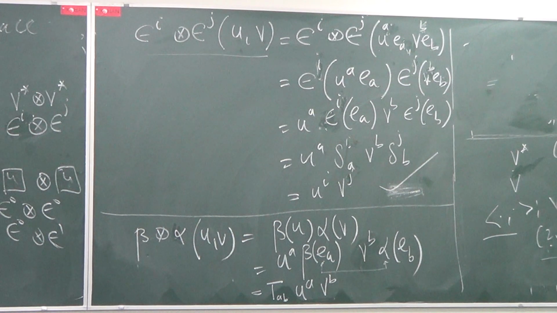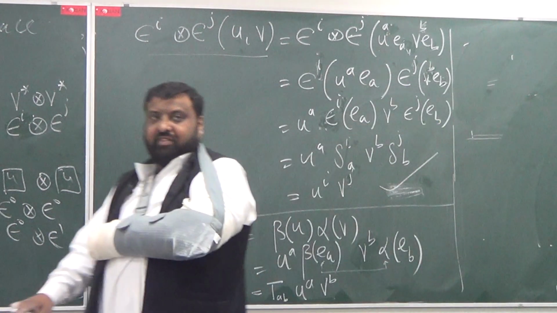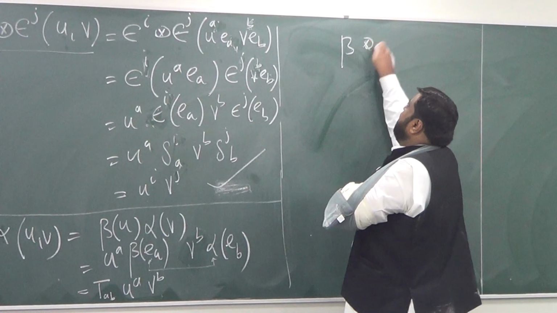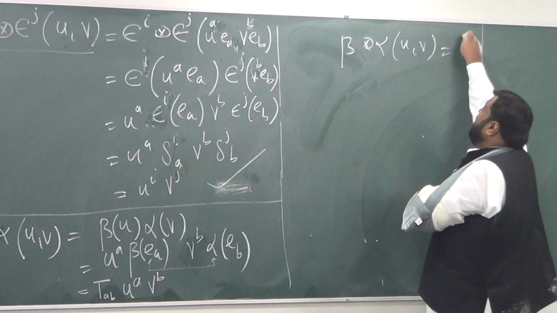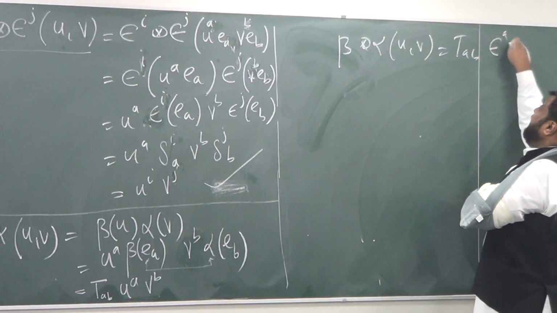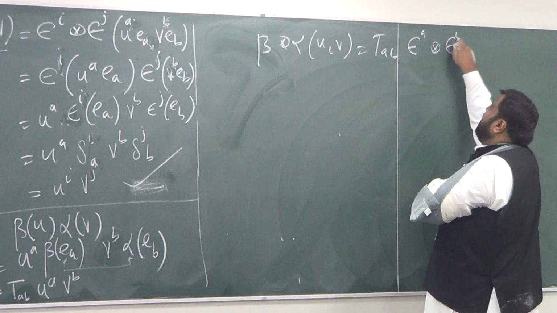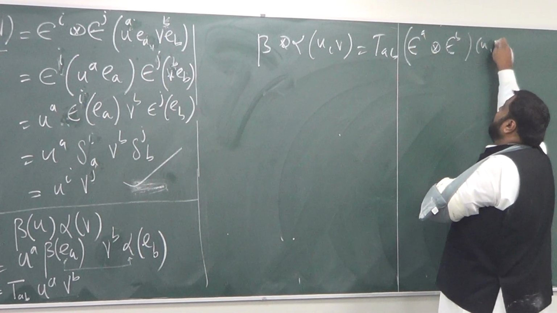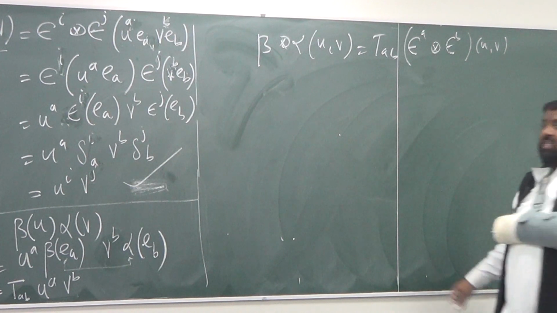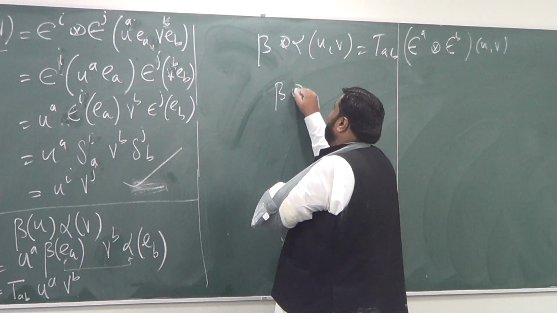So you see, you got it. What we had is that beta tensor product alpha operated onto (u, v) is T_AB multiplied by epsilon^A tensor product epsilon^B operated onto (u, v). And this is true for all u, v. So I can even remove this (u, v).